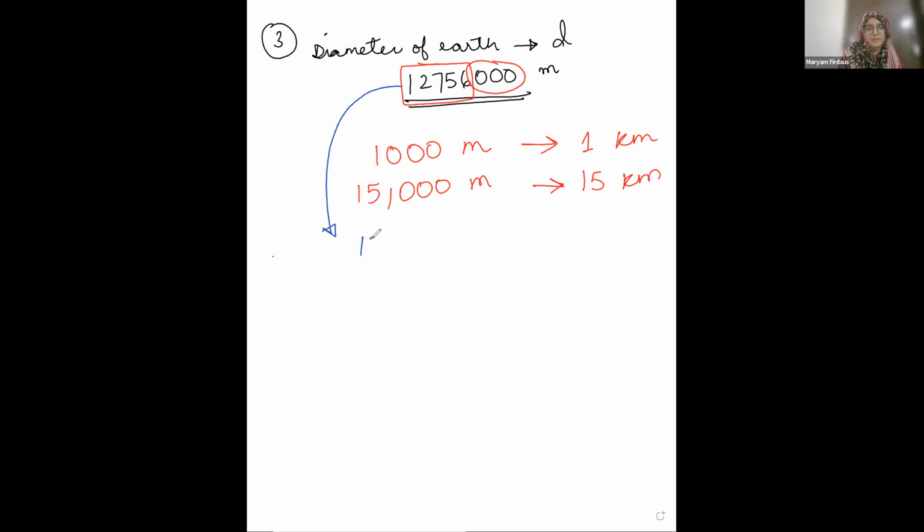12756 kilometers. So this is equal to 12756 kilometers, because the 000 gets converted to thousands. What if there was another number besides 0? Let's say it was 8.